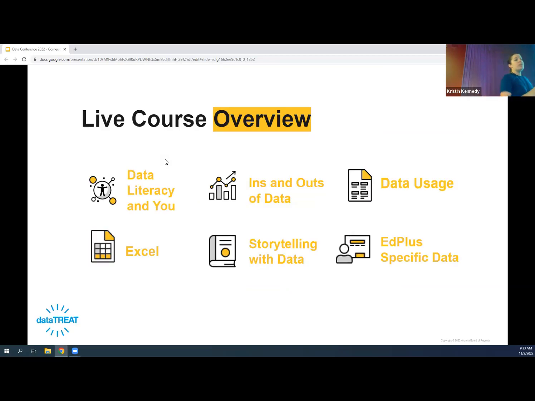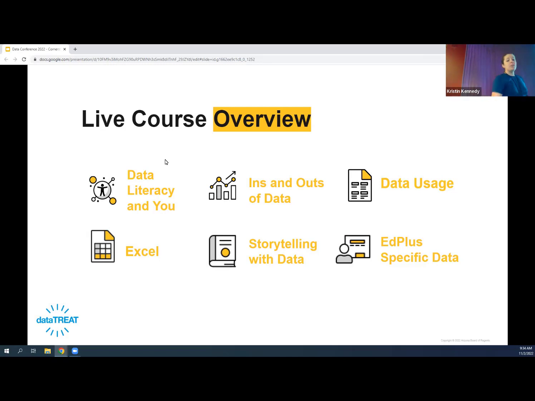Okay, so our live course overview. Like I said, we will do 5 generic courses and 1 Ed+ specific one. This first one is Data Literacy and You, and that's the course that you are participating in right now. The next one would be Ins and Outs of Data. That's things like data storage, so where do we keep our data? Data quality, so how do we get from something that's just a survey to something we can actually use? And then the data life cycle, how do you get from raw data that hasn't been sorted, filtered, or cleaned up, to the end process where maybe you're presenting something to leadership and they're making decisions off of it? How does that data go from start to finish?